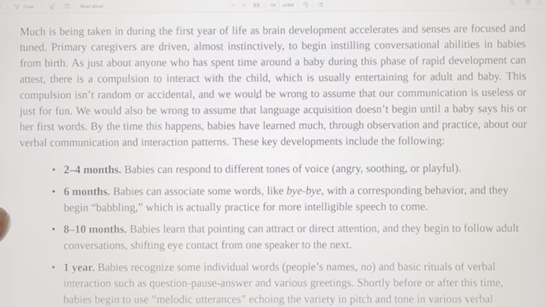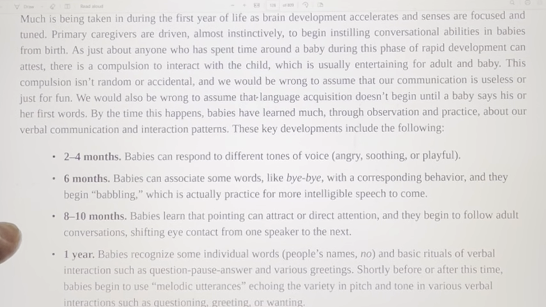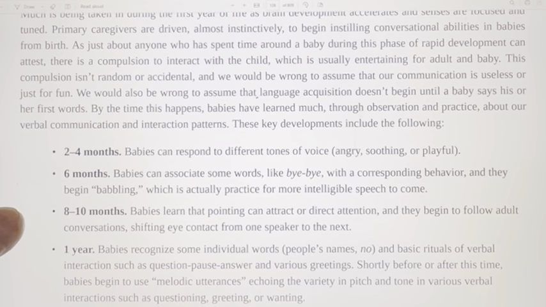Much is being taken in during the first year of life as brain development accelerates and senses are focused and tuned. Primary caregivers are driven almost instinctively to begin instilling conversational abilities in babies from birth.